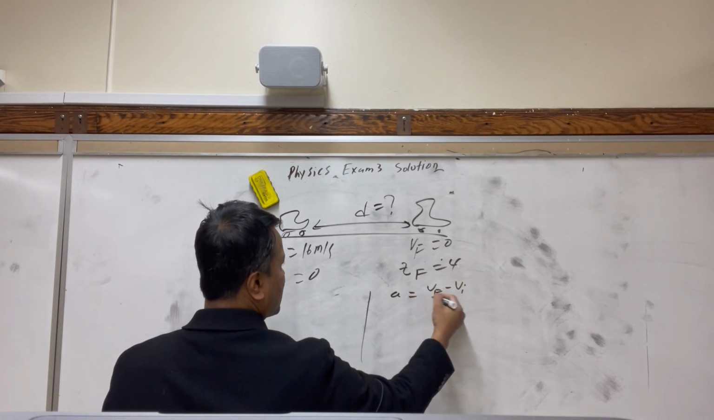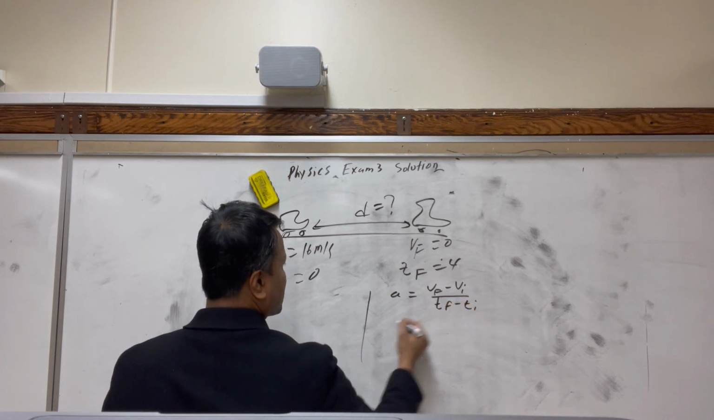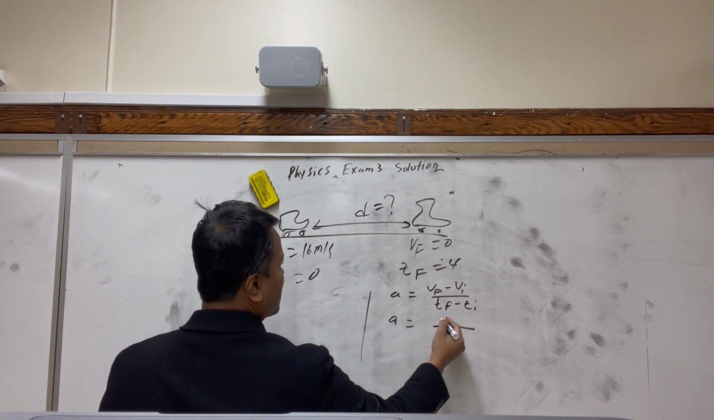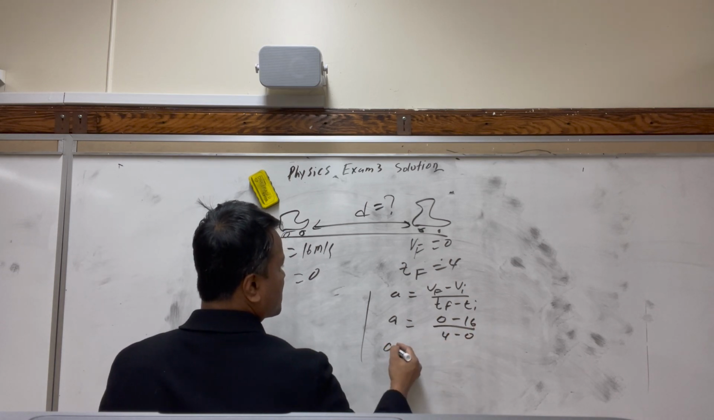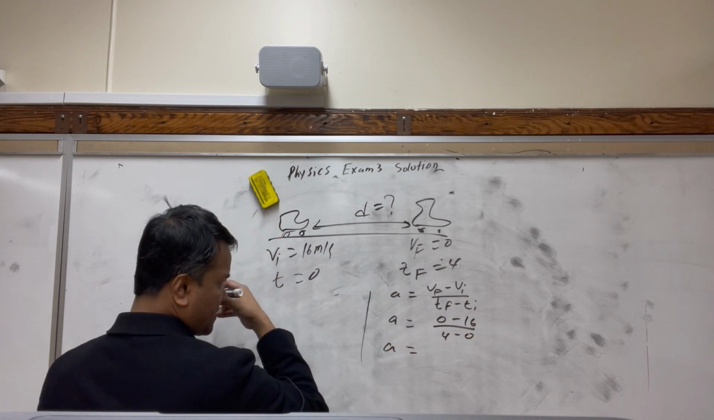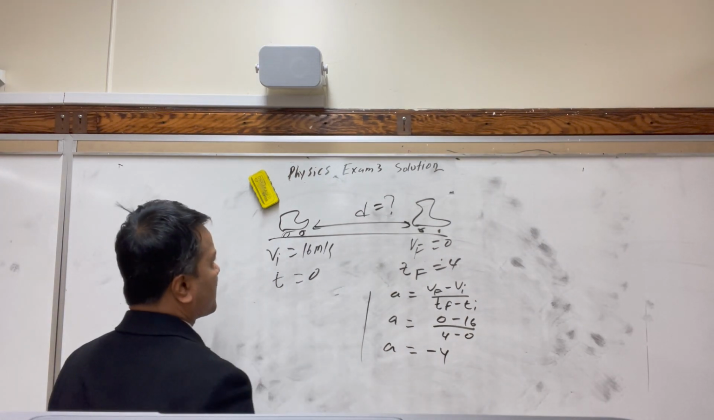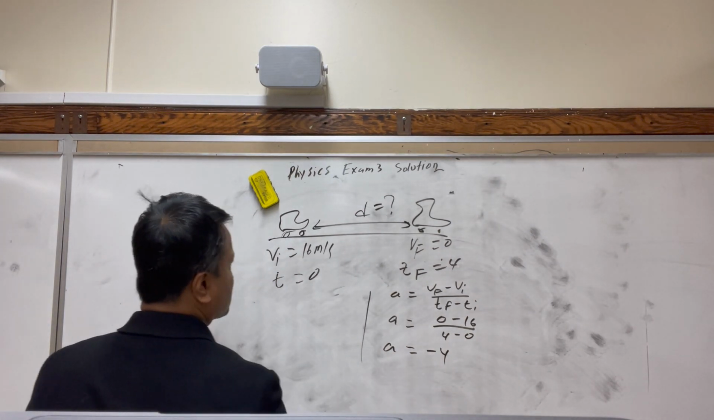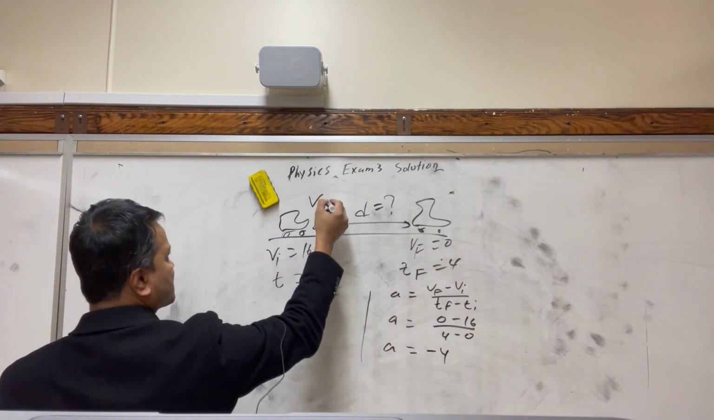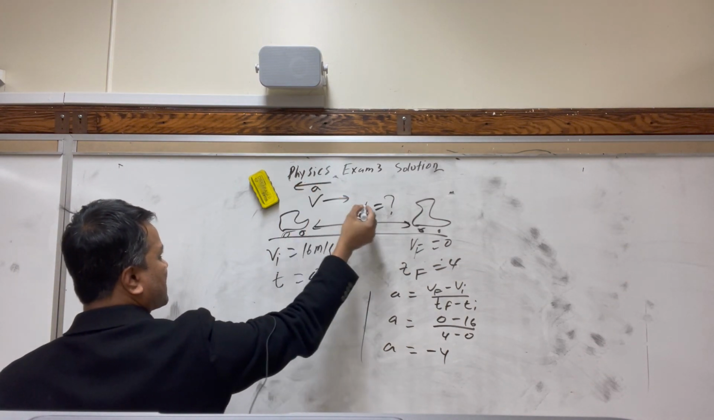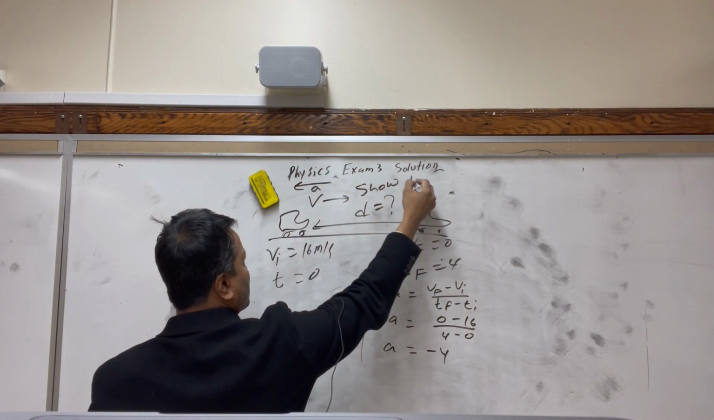Vf minus Vi over Tf minus Ti. So acceleration is Vf is 0 minus 16 over Tf is 4 minus 0. So acceleration is of course minus 4. Why minus 4? Because the velocity is in one direction and the acceleration is in the opposite direction, the car slows down.